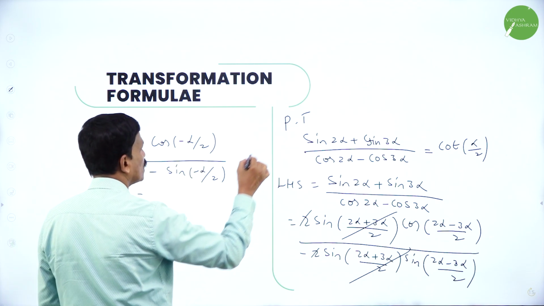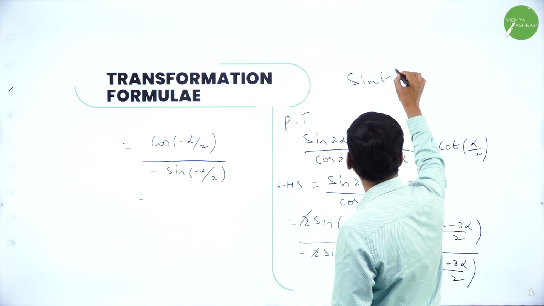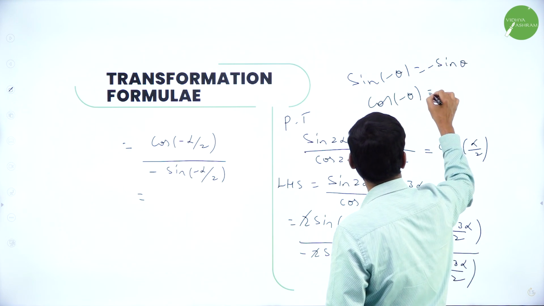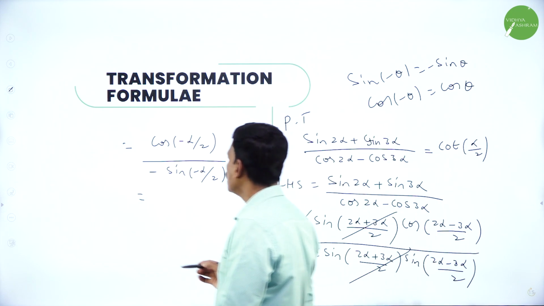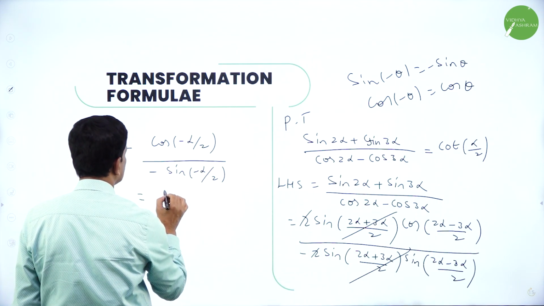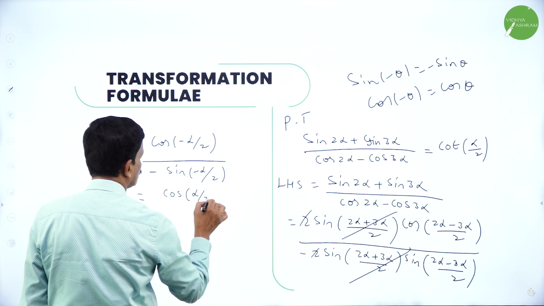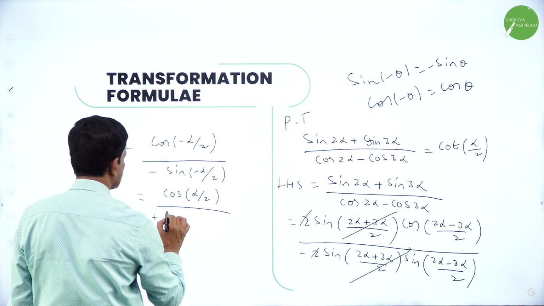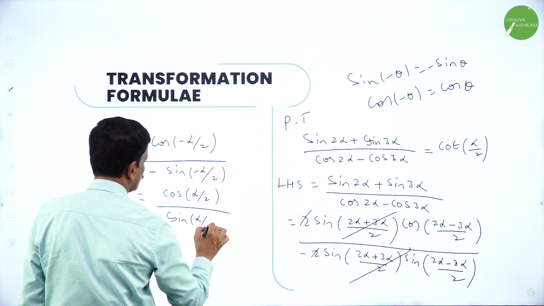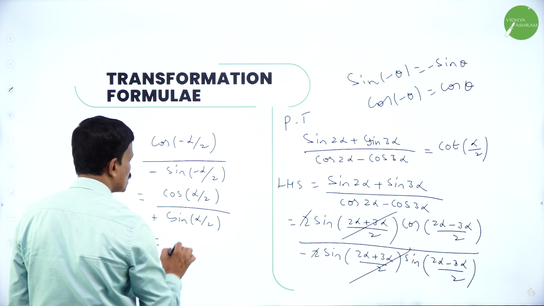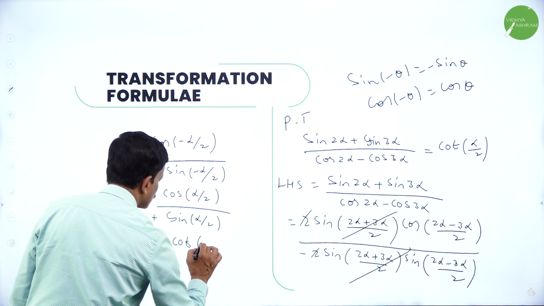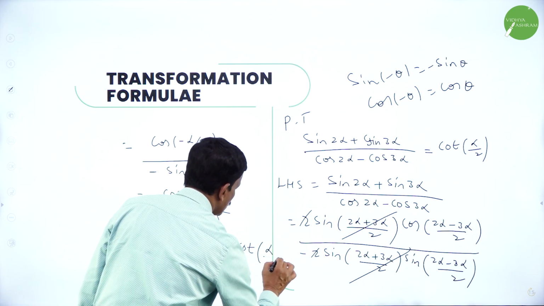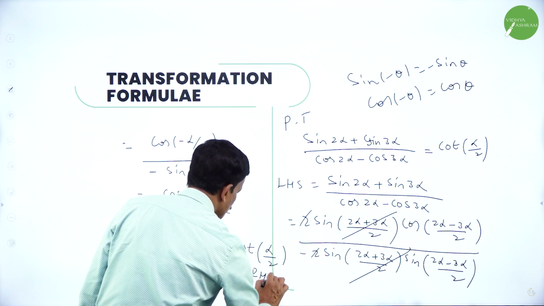So you know sin of minus theta is minus sin theta, whereas cos of minus theta is equal to plus cos theta. So cos of minus alpha by 2 is plus cos alpha by 2 itself, divided by this minus of sin of minus alpha by 2, which becomes plus sin alpha by 2, because minus into minus becomes plus. What is cos by sin? Cos by sin is cot alpha by 2. So therefore the required answer is cot of alpha by 2, which is the required RHS.